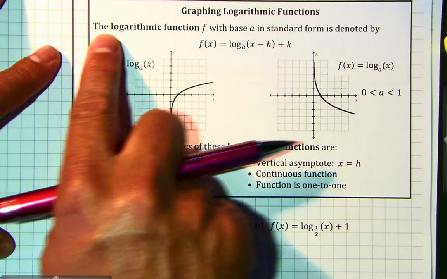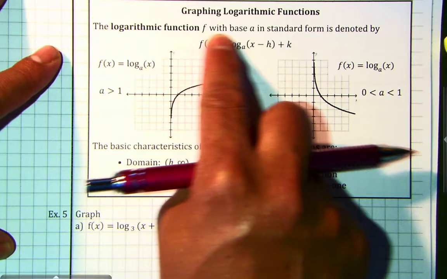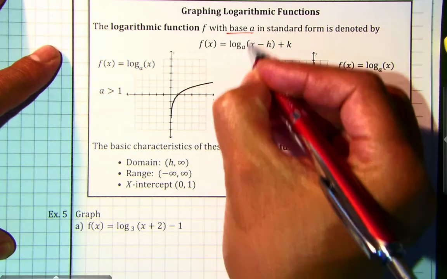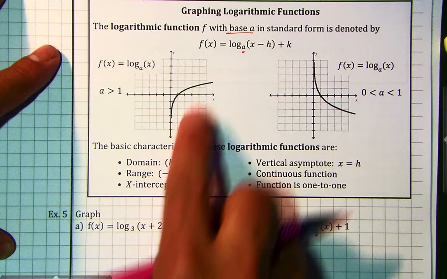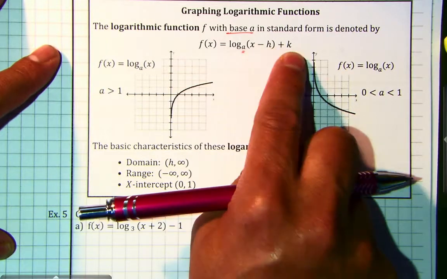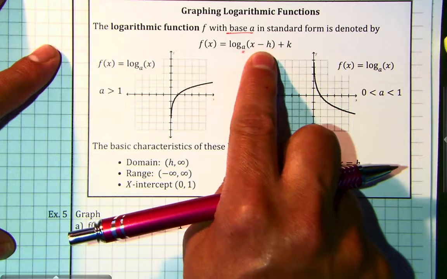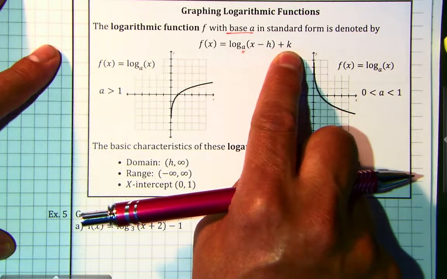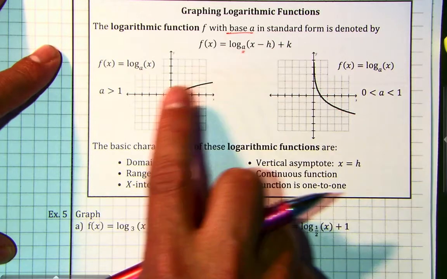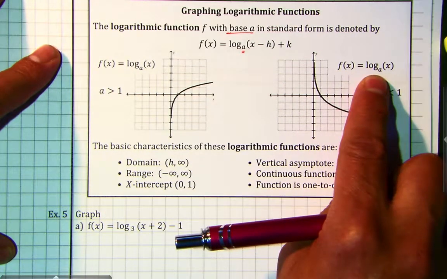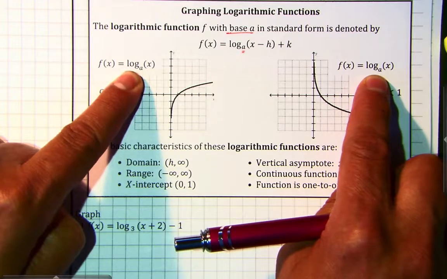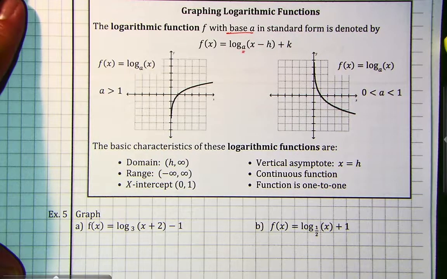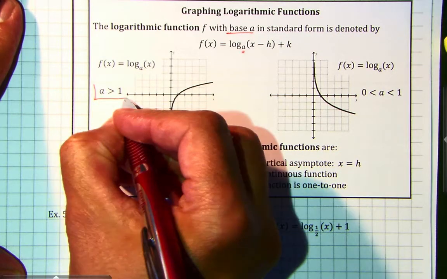A logarithmic function f with base a in standard form is denoted by the following function. Notice that we still have an h and a k. This one shifts left or right. This will shift it up or down. And notice that in this case, the logs are the same equation. You don't see the negative that you did with exponential. But the biggest difference is going to be the value of a.